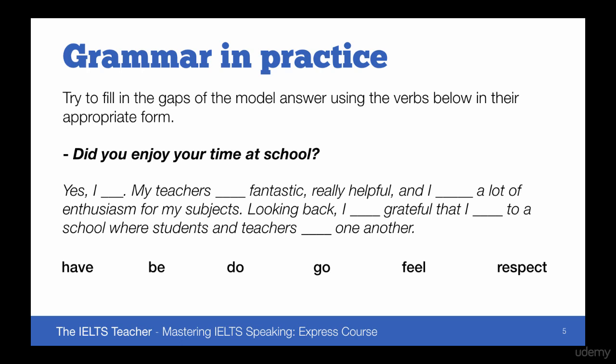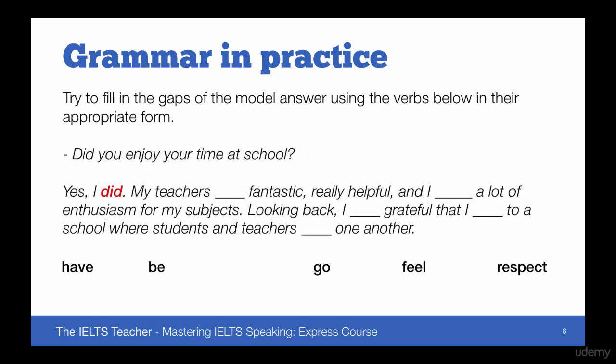Okay, if you've done that, let's have a look to see if you got them right. Yes, I did. Did you enjoy your time at school? Did you enjoy? Yes, I did. My teachers were fantastic. So we're using the be verb in the past form for a plural subject, so we have it as were. My teachers were fantastic, really helpful, and I had. So we're moving have to the past. Everything here is in the past because we're talking about school and the question is in the past. And I had a lot of enthusiasm for my subjects.